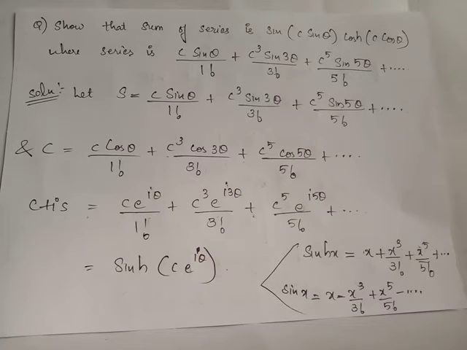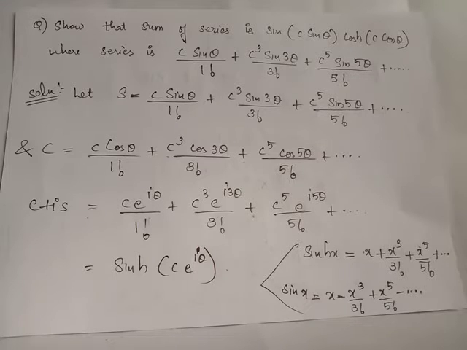We have the corresponding C series by just replacing every sine term by cos. So we have C equals c cos theta by 1 factorial plus c cube cos 3 theta by 3 factorial plus c raised to 5 cos 5 theta by 5 factorial plus etc. We evaluate C plus iS. We make use of Euler's identity wherever possible.